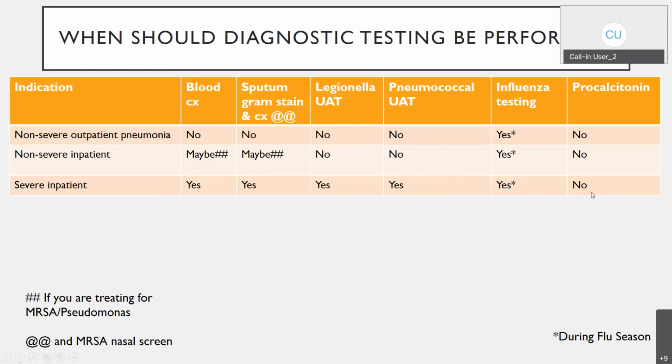You'll notice that for procalcitonin, there's a no for all of these. Even though procalcitonin has been shown in studies to correlate with the bacterial etiology, there's no cutoff that's predictive enough in a single patient for us to use this to determine whether or not to cover with antibacterials. So that's not recommended as part of the guidelines in working up a patient with an infiltrate.